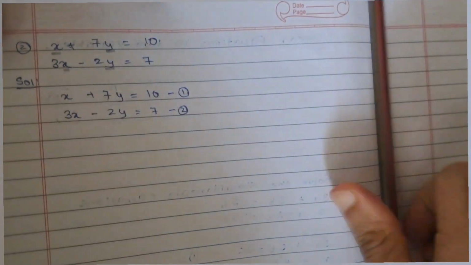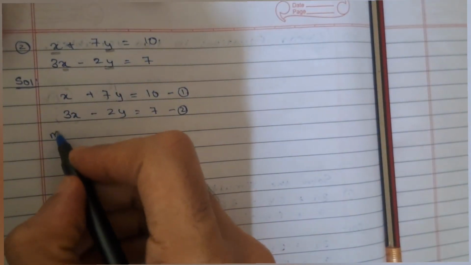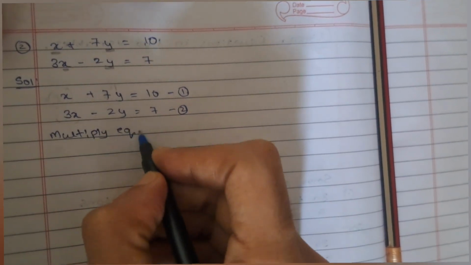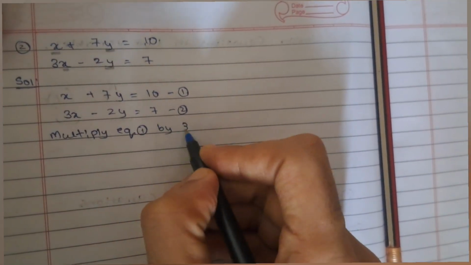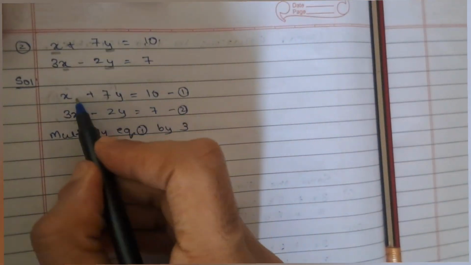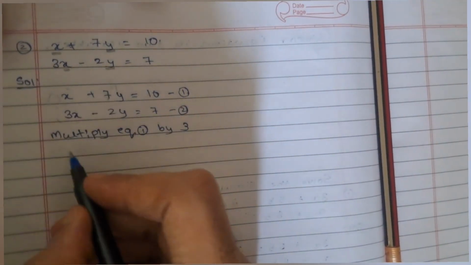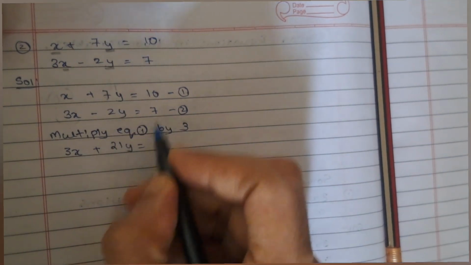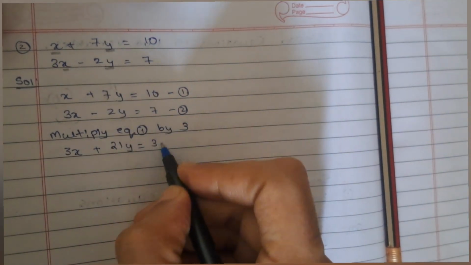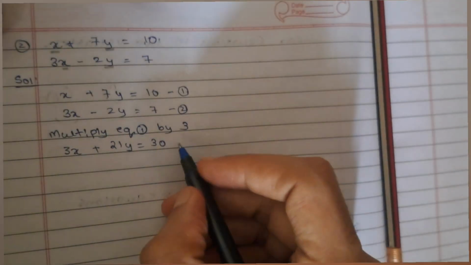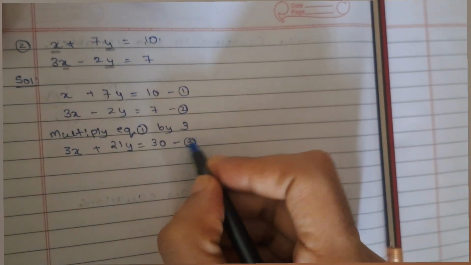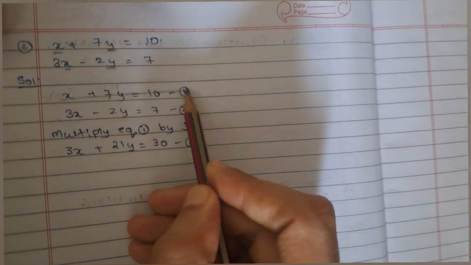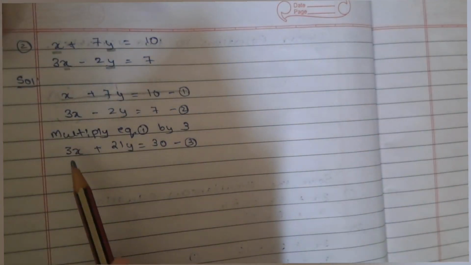So what I will do is, I will say multiply equation 1 by 3. That means what? This equation number 1 I will multiply throughout by 3. So it will become 3x plus 3 sevens are 21y, 3 tens are 30. Okay, so now I will number it as equation number 3. So now remember, I don't need this equation anymore because this equation is something that I have multiplied by 3 to create a new equation.